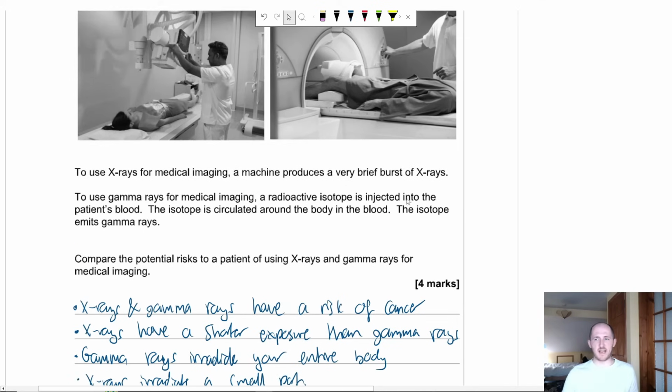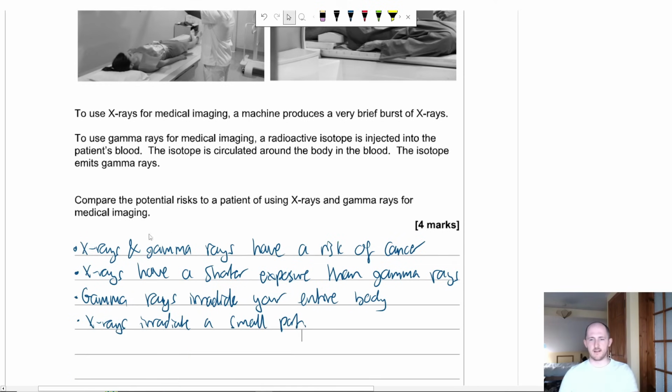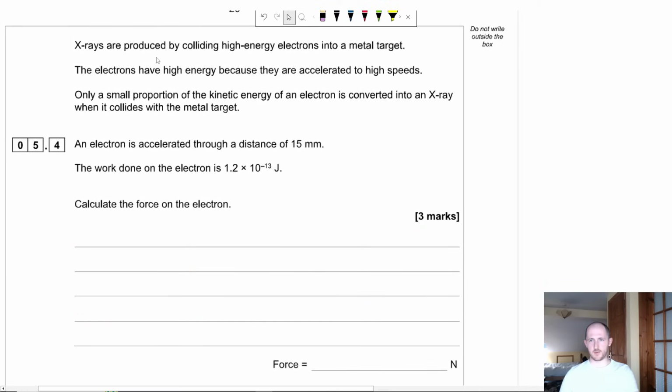I will say that you can kind of extract this information from the text if you read quite carefully. But again, some real life knowledge and obviously that handy CGP book has probably helped you out with that one. X-rays are produced by colliding high energy electrons into a metal target. The electrons have high energy because they're accelerated to high speeds. Only a small proportion of the kinetic energy of an electron is converted into an X-ray when it collides with a metal target.